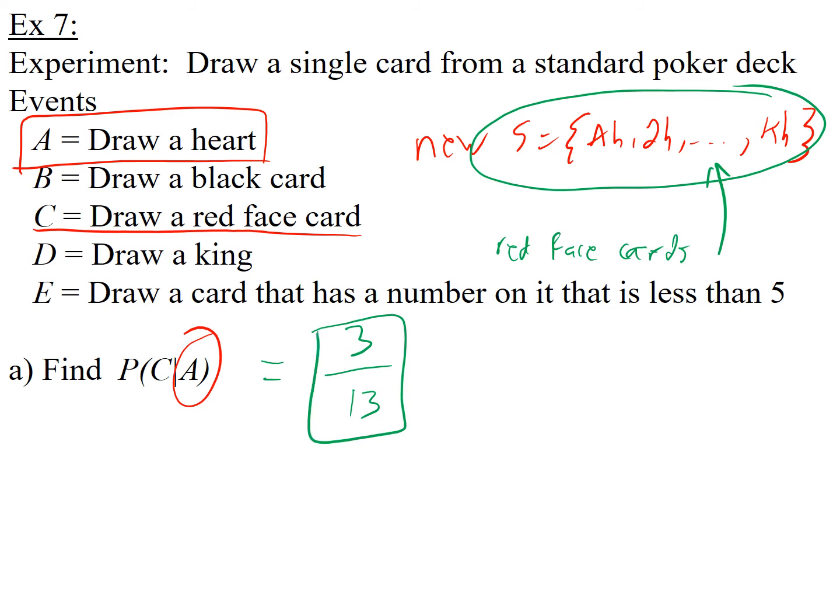Okay, so let me say it one more time. We drew one card. I show you. You tell me it's a heart. So now I know there's only one of 13 options it could be. That's why 13 goes on the bottom.